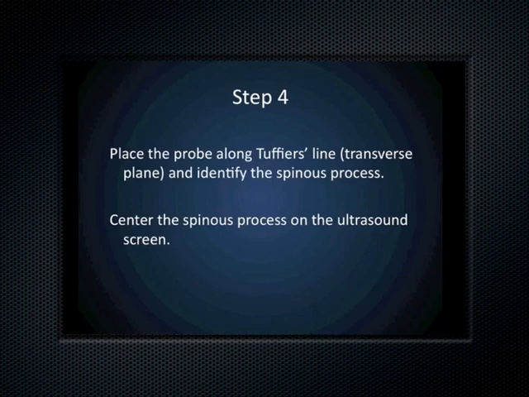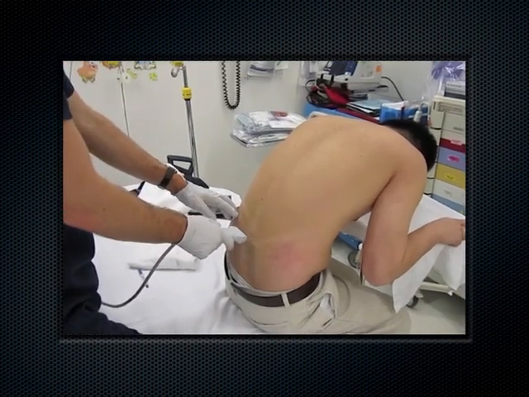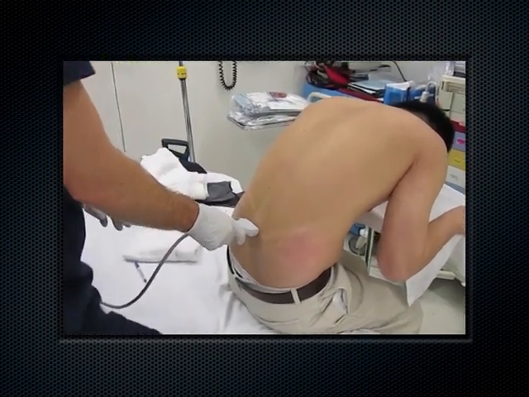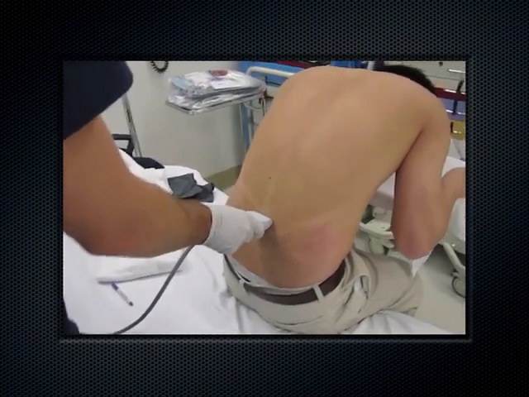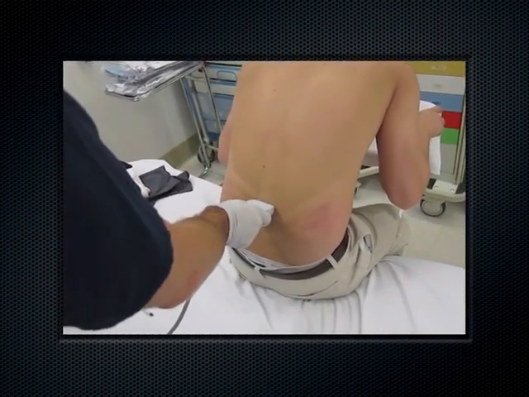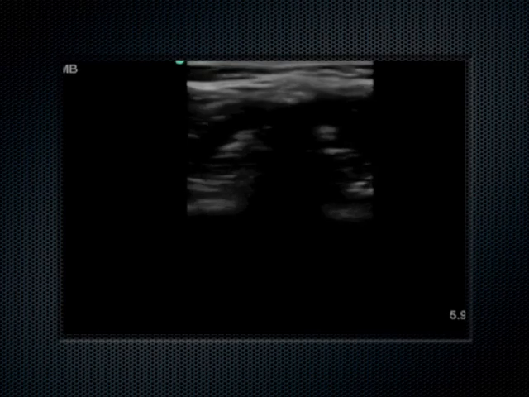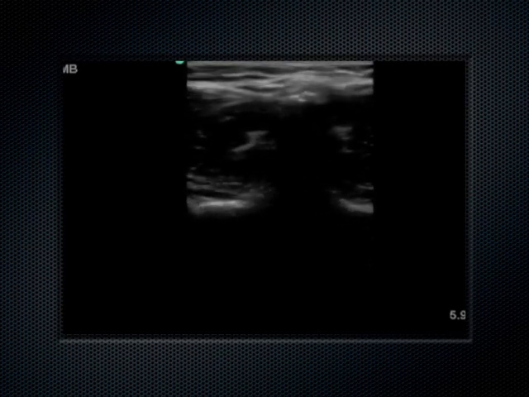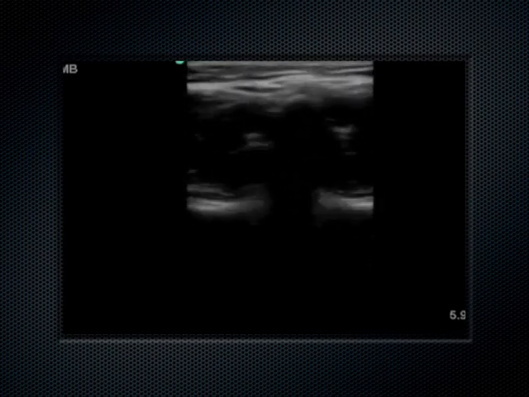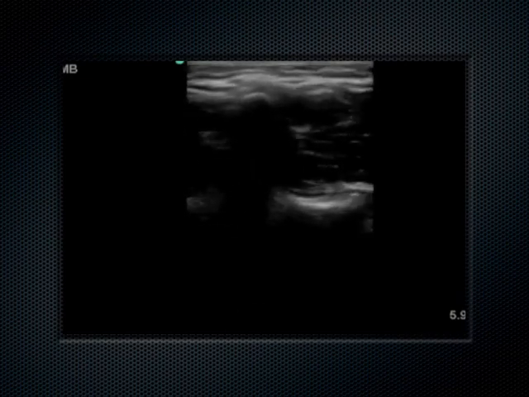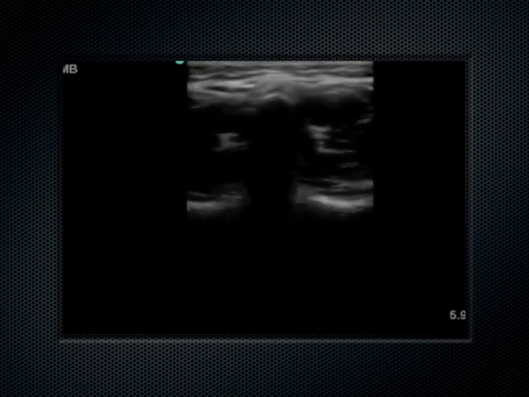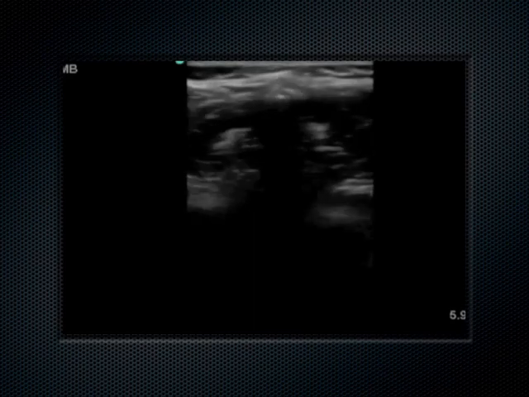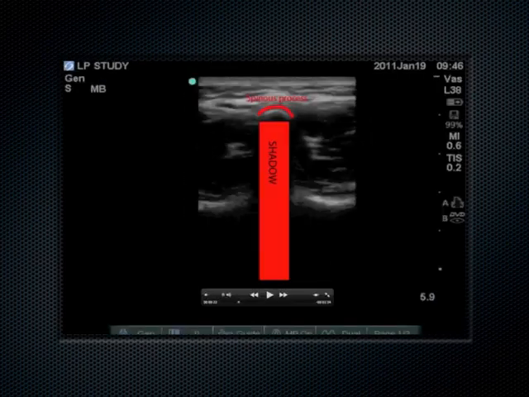Next, you are going to place the ultrasound probe along this Tuffier's line in a transverse plane. In this orientation, you are going to keep the ultrasound probe marker to your left and to the patient's left. Now you need to find the spinous process and center it in the middle of the screen. This will appear as a hyperechoic rim with shadowing behind it. You may need to make some small adjustments up and down and side to side with the probe in order to get this image centered in the middle of the screen.